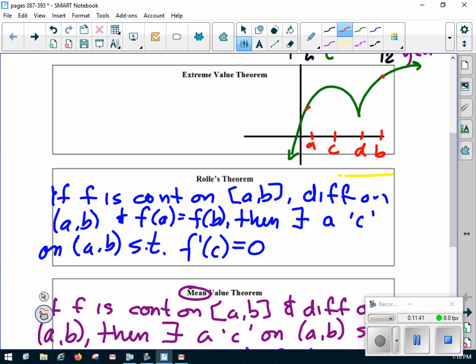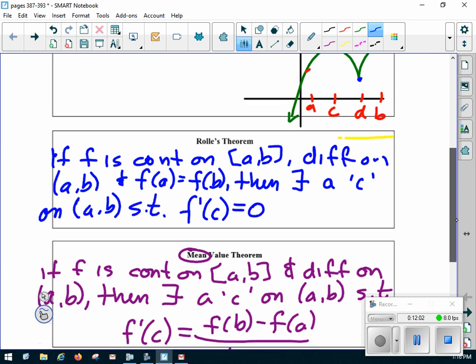So if you'll notice, we have an absolute minimum right there. That's where the derivative is undefined. We have an absolute maximum right there on an endpoint. Questions? Okay, let's go down to Rolle's.